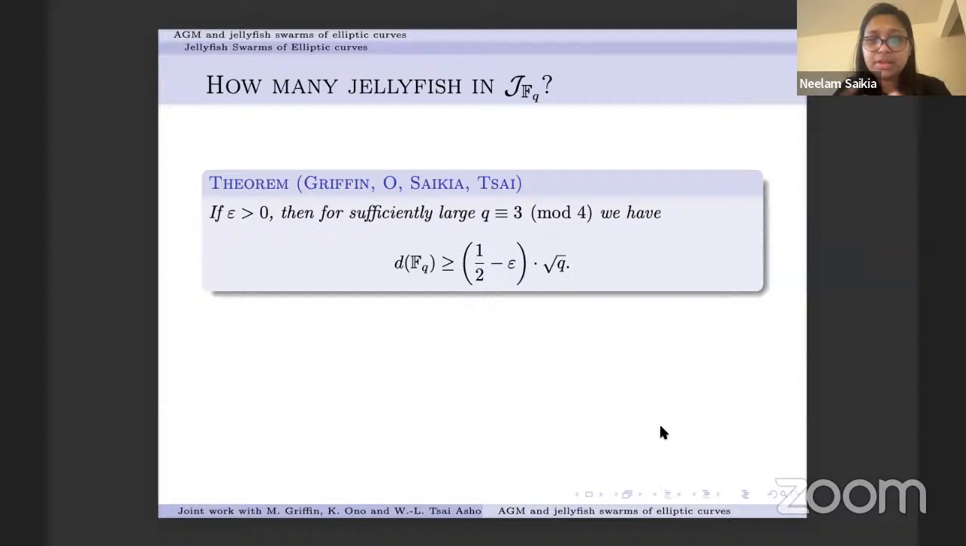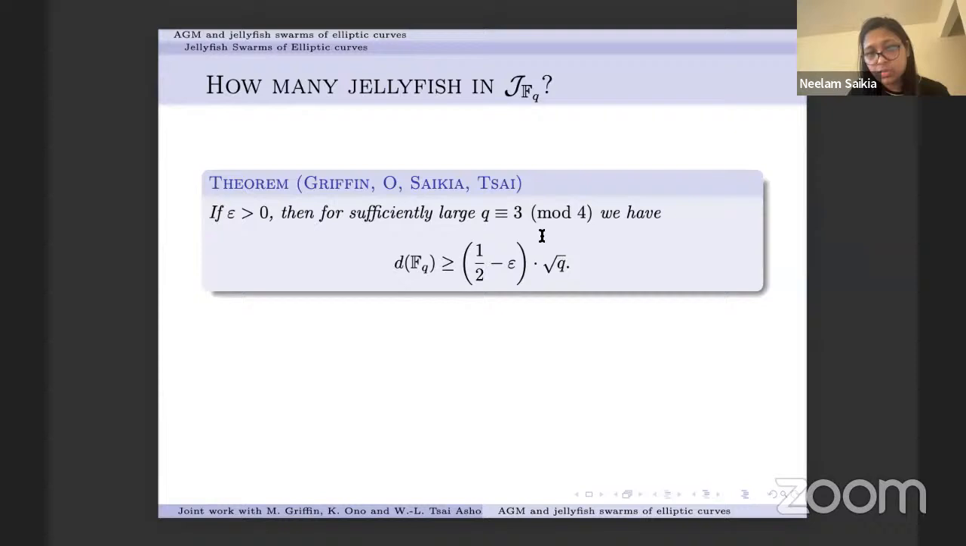finding the number of jellyfish is a difficult problem. So here we obtain a bound for the number of jellyfish. I think we can say this is not a very effective bound; it is some loose bound for the number of jellyfish. We prove that if q is congruent to 3 mod 4, then the number of jellyfish is at most this quantity.